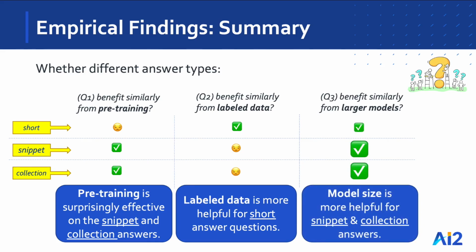Such discrepancies in behavior of different answer types with respect to parameters of model design is something that's new. It hasn't been studied as much in the field, and we hope that our current findings are going to motivate more follow-up work in this direction.